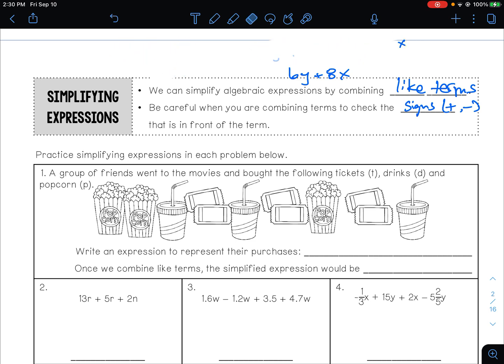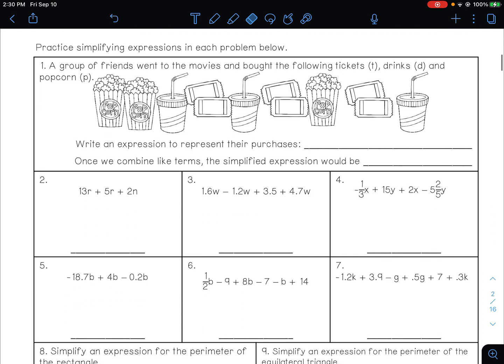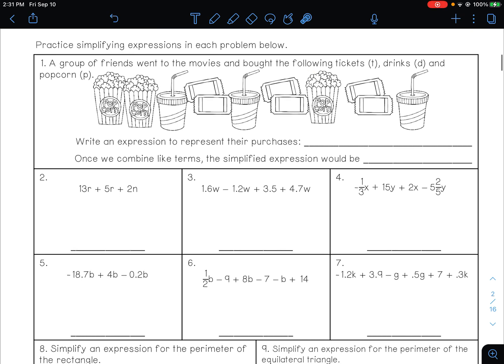All right, so let's actually combine some like terms. Let's talk about a real life example. A group of friends went to the movies, and bought the following, which they represent with letters. They bought tickets, drinks, and popcorn. So tickets are T, drinks are D, and popcorn is P. So I guess they bought 2 popcorns and a third popcorn, and 1, 2, 3 drinks and 1, 2, 3, 4, 5, 6 tickets. So write an expression to represent the purchase.